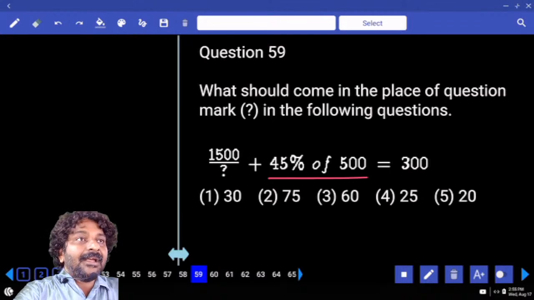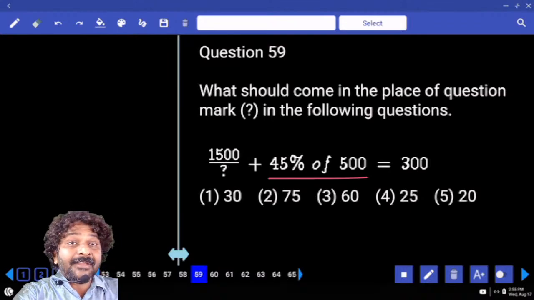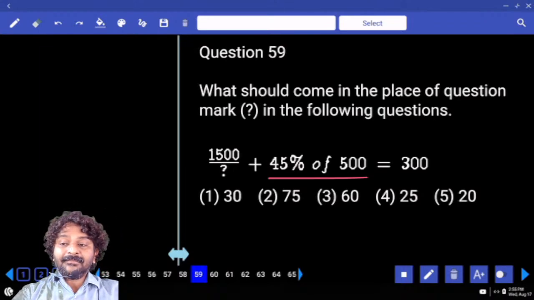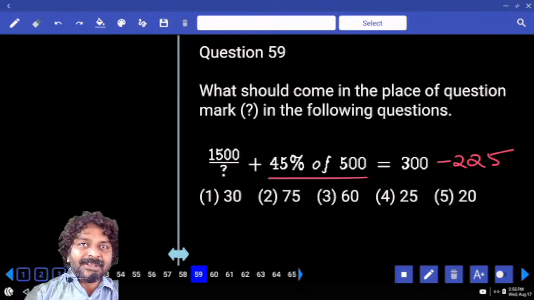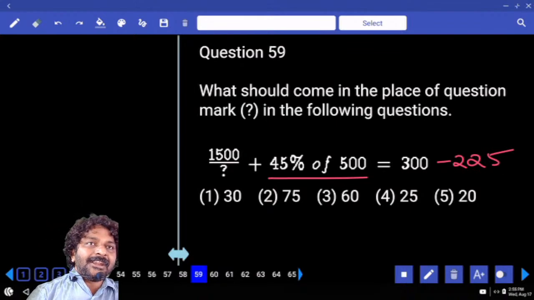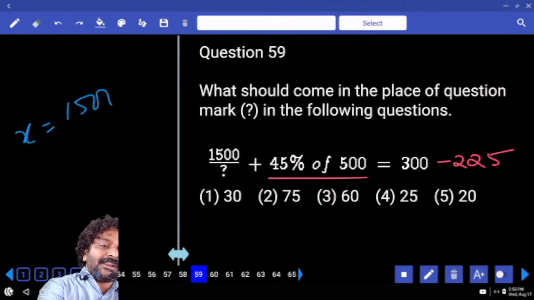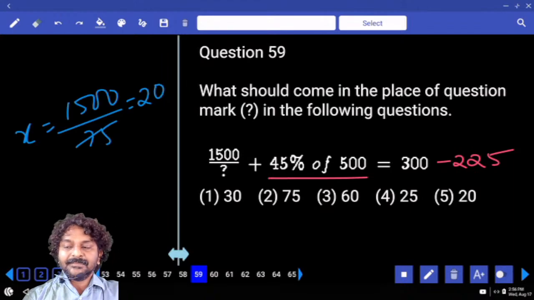45% of 500 or 500% of 45? 5 times of 45, 225 goes to the right hand side, becomes minus only. How much does it become? 75. 1500 by x is equal to 75. Then x is equal to 1500 by 75. Answer 20.